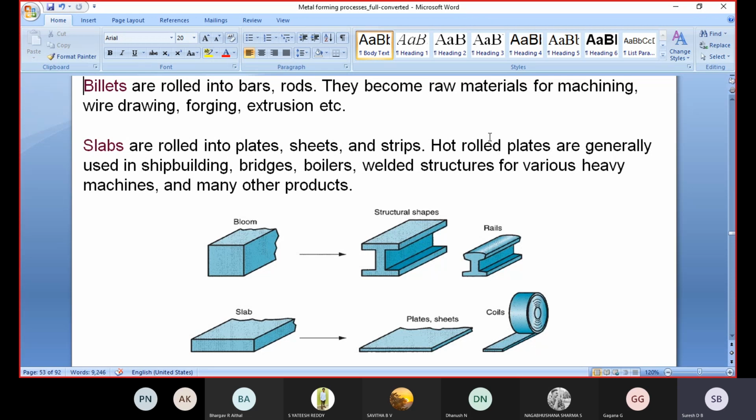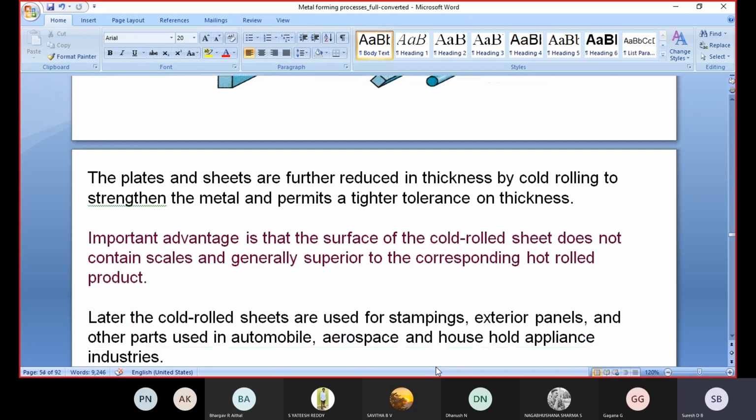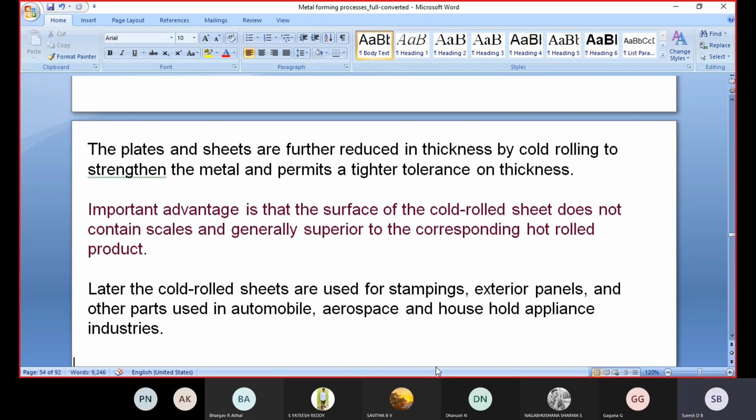Then slabs are rolled into plates, sheets and strips. Hot rolled plates are generally used in shipbuilding, bridges, boilers, welded structures, various heavy machines and many other products. Both plates and sheets are used for bridges, boilers and welding components. The important advantage of cold rolled sheets is that the surface of the cold rolled sheet does not contain scales.